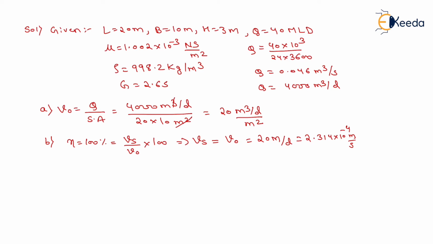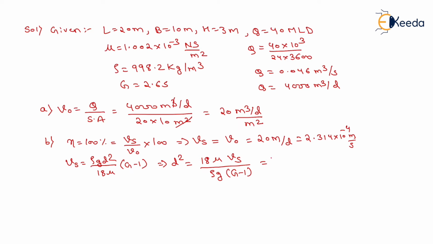Now we know the formula of settling velocity, which equals rho g d square upon 18 mu into G minus 1. Clear? Now we need to calculate the diameter of particle from this formula. For that, we write the formula as d square equals 18 mu into settling velocity Vs upon rho g into G minus 1. Okay, that is the formula of d square.